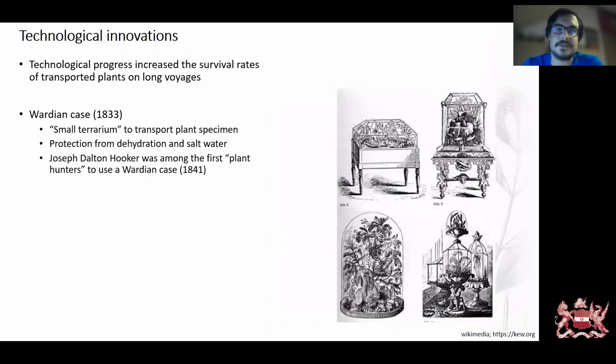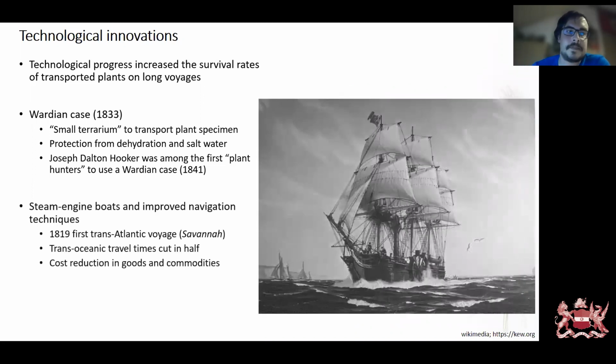So here are also some other examples. The first documented shipment of plants in a Wardian case was from New Zealand by Joseph Hooker to Great Britain. Subsequently, Kew used them very frequently, and the default size of these Wardian cases holds about 28 plants.